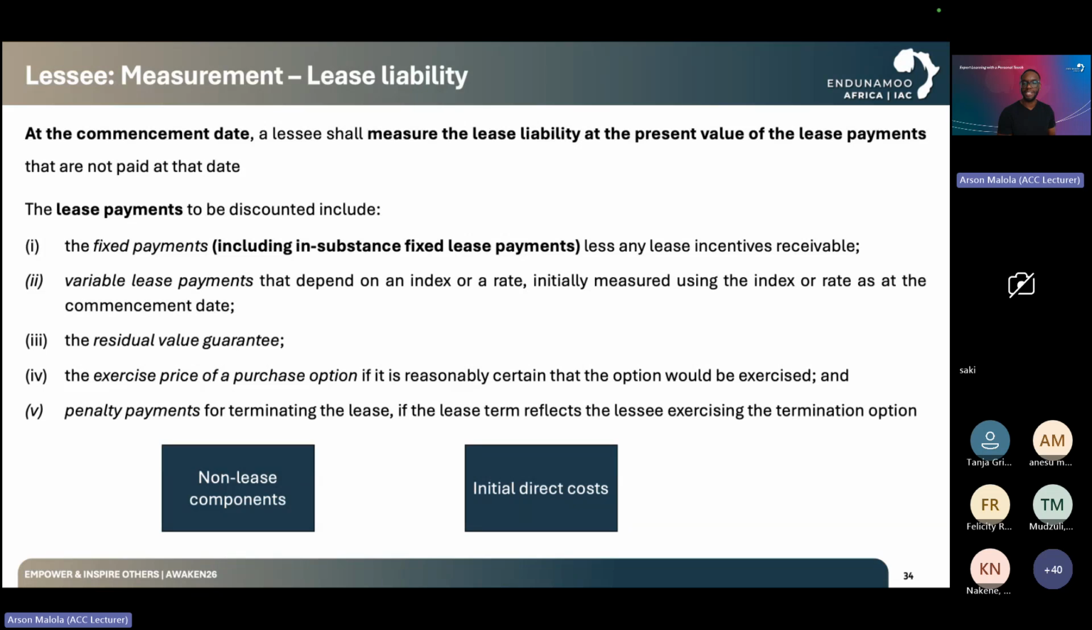And any penalties for terminating a lease, if I'm reasonably certain to terminate the lease, right? So if I'm in a 10-year lease, but I'm reasonably certain to terminate this thing after 5 years, therefore my lease term is 5 years. Therefore, whatever I'm going to pay when I terminate this lease in 5 years, I need to include as part of my lease payments, right? So there's a relationship between your assessment of lease term and your cash flows.